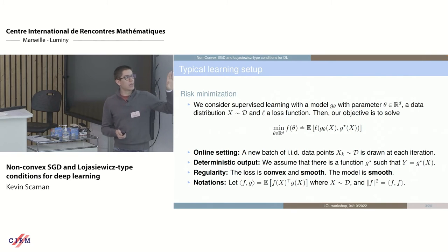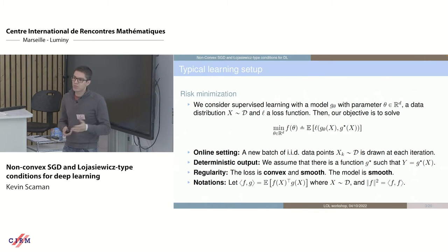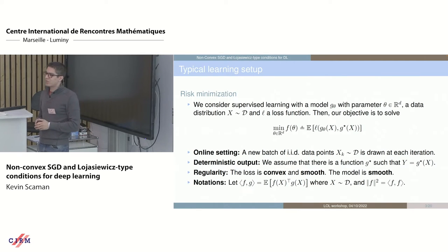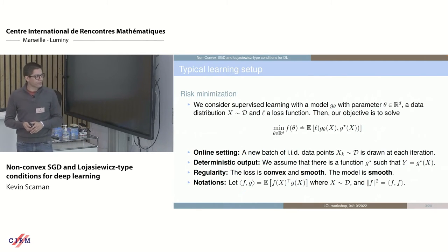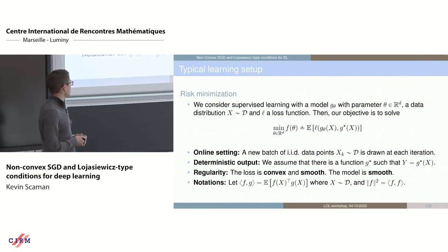So for the loss, I will assume that it's convex and smooth. This is not a big assumption. Most losses that we use in practice are convex and smooth. But I will also assume that the model is smooth, that is, well, at least locally smooth. That is a much bigger assumption, as relu networks don't fit that assumption. But you can smoothen the relu function and obtain smoothness.